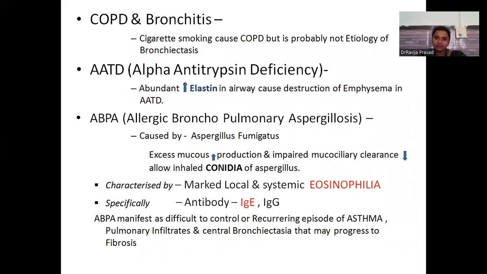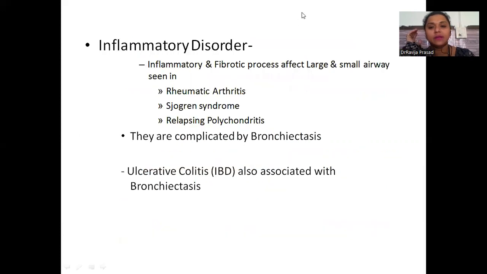COPD and bronchiectasis. Cigarette smoking causes COPD, but is probably not an etiology of bronchiectasis. Alpha-1 antitrypsin deficiency abundantly increases elastase in airways, causing emphysema and bronchiectasis.